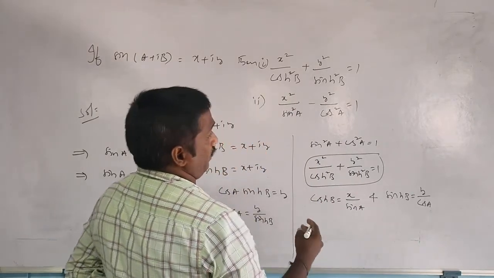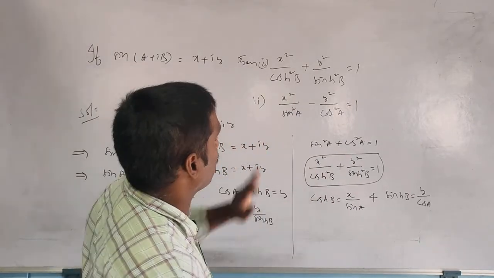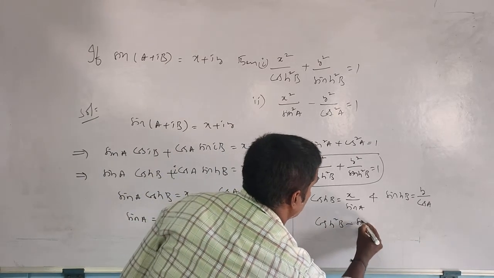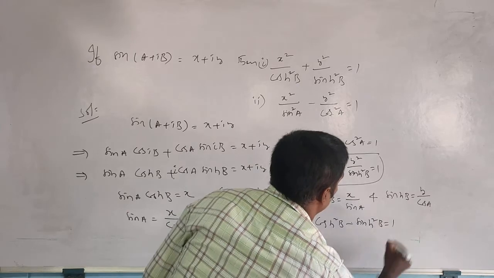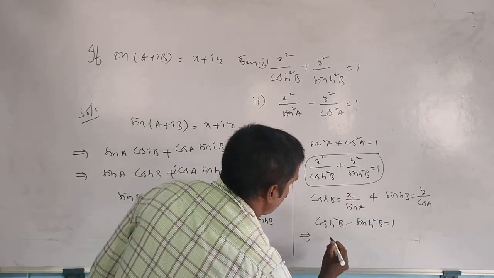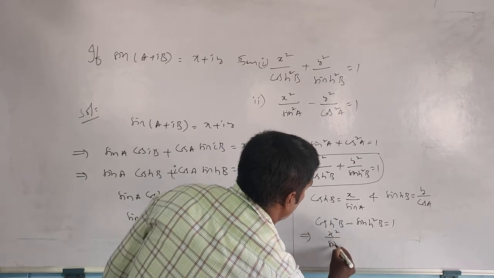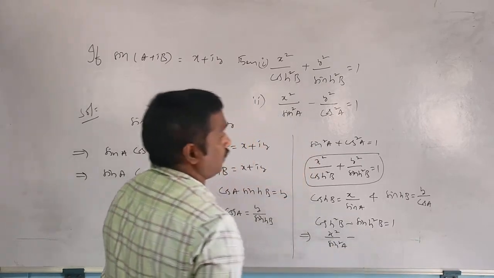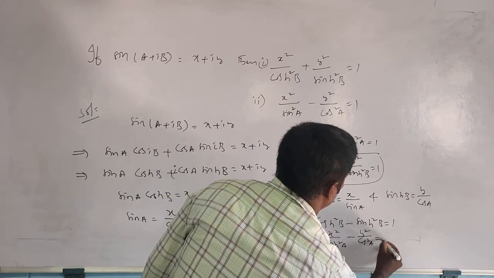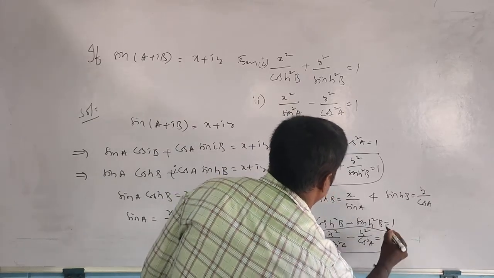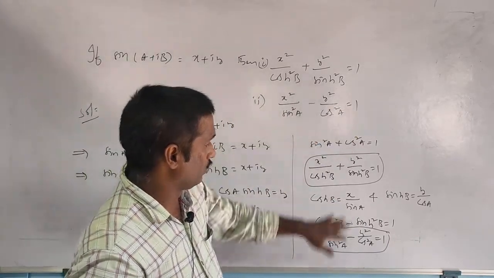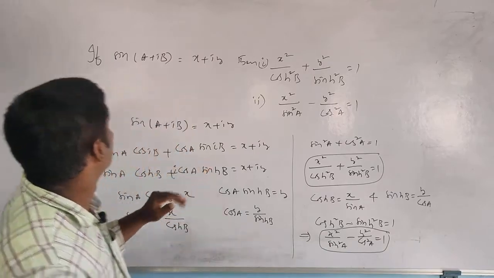So substituting in the trigonometric identity cosh square b minus sinh square b equals 1, that implies the cosh b value is x by sin a, so x square by sin square a minus, sinh square b means y square by cos square a, equals 1. This is the second proof: x square by sin square a minus y square by cos square a equals 1. Hence the theorem is proved.